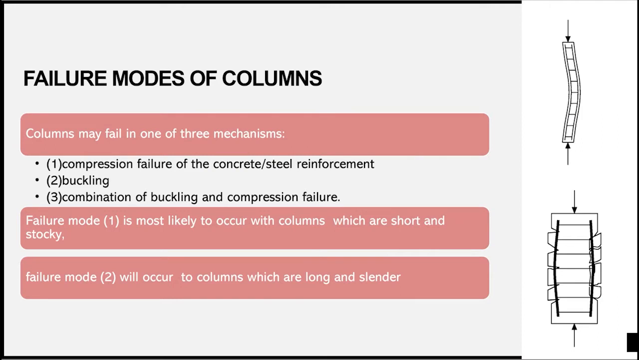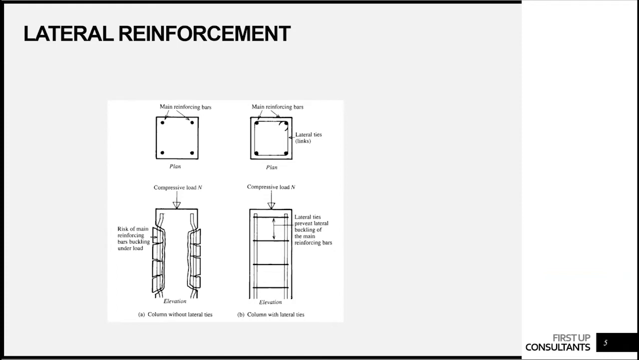We have here failure modes of column. There are 3 mechanisms, which are compression failure of concrete or steel reinforcement, buckling, and a combination of buckling and compression failure. For the first one, compression failure is most likely to occur with columns which are short and stocky. So here we have the example of a stocky and short column.